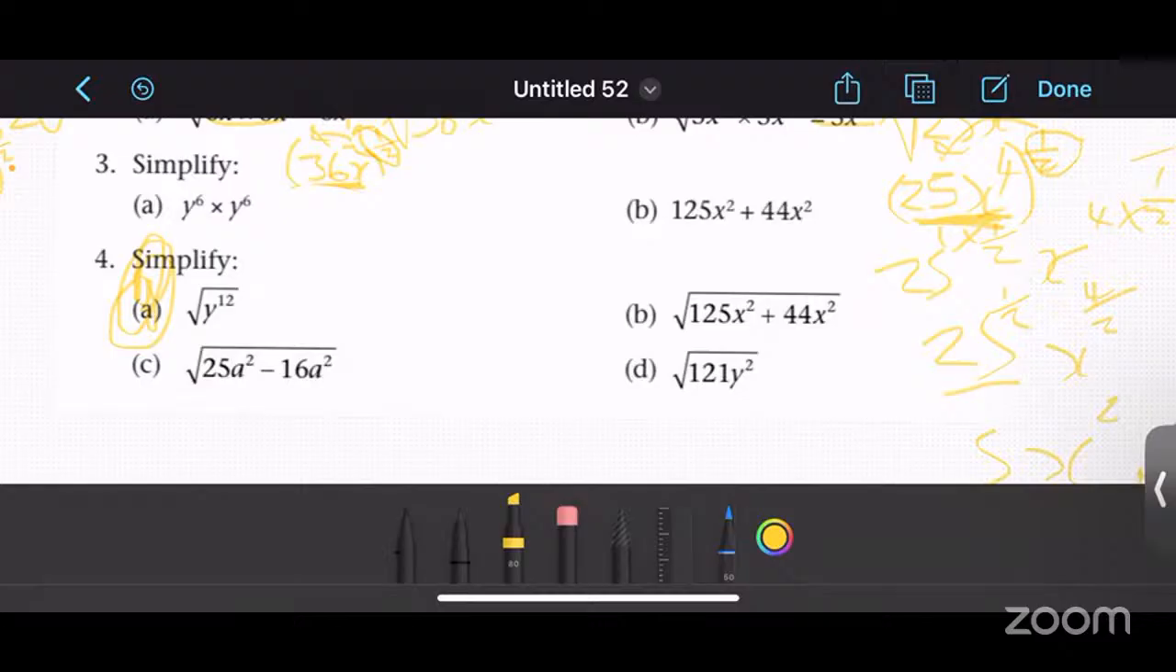I'm going to add, ma'am, since they are also like terms. So it's going to be 125 plus 44, which gave me 169 x squared. So it's the square root of 169 x squared. And then I used your method. I said 169 to the power of 1 over 2, which gave me 13.